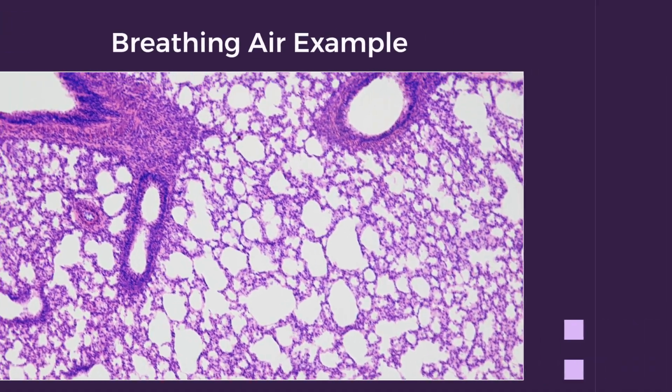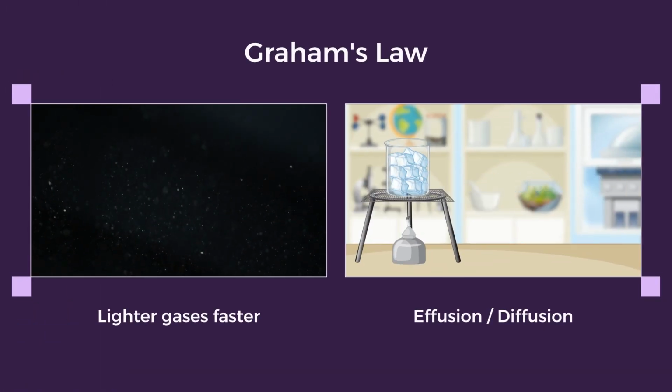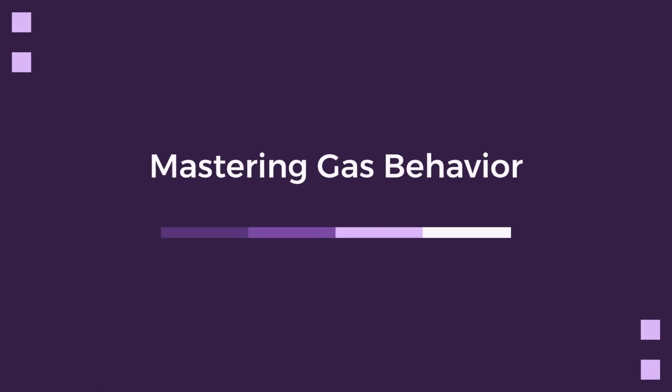and carbon dioxide. Finally, Graham's law explains that lighter gases effuse or diffuse faster than heavier ones. That's why helium escapes a balloon much quicker than air does. Understanding these 8 laws is essential for predicting and describing how gases behave under various conditions.